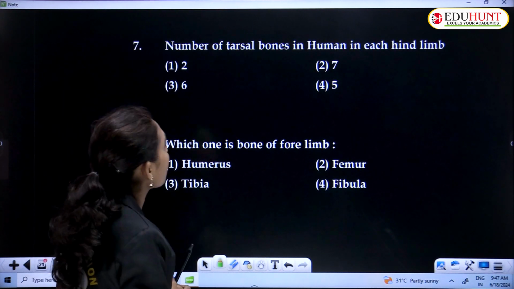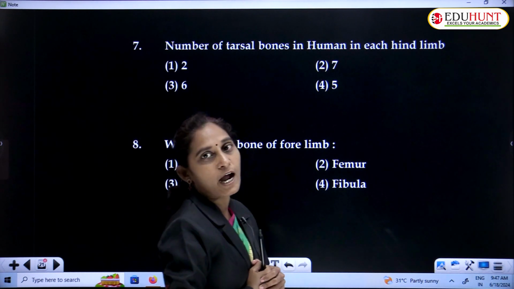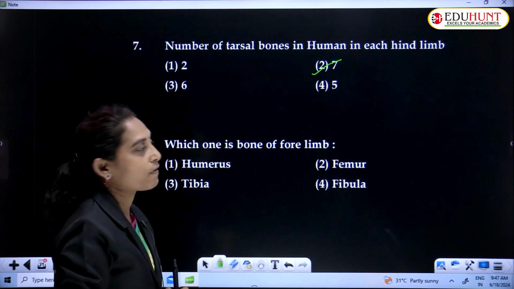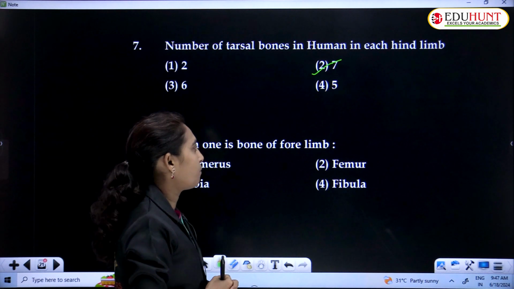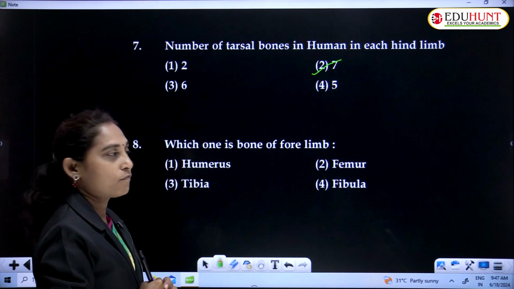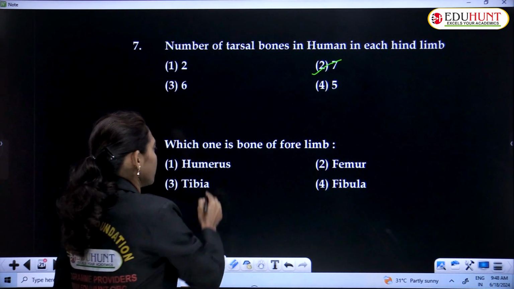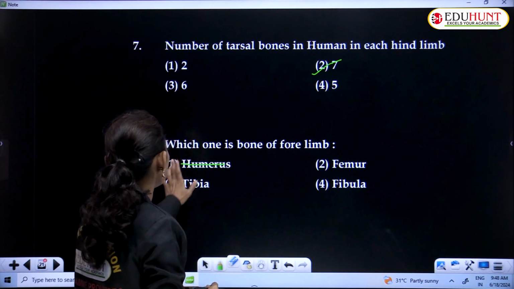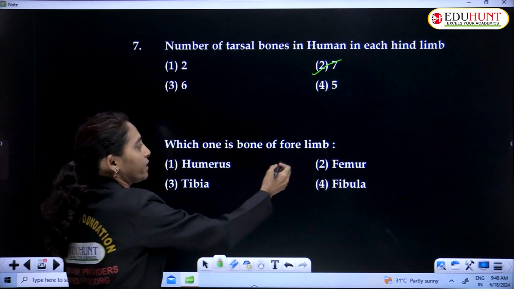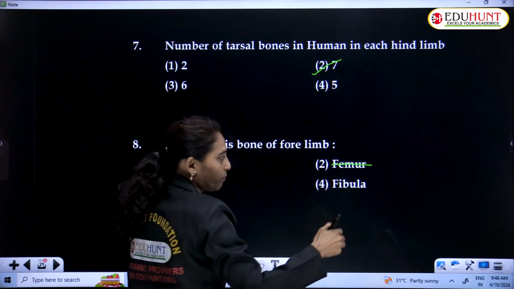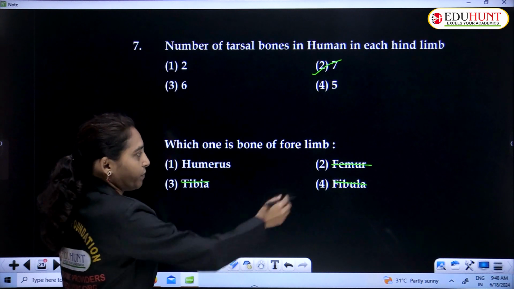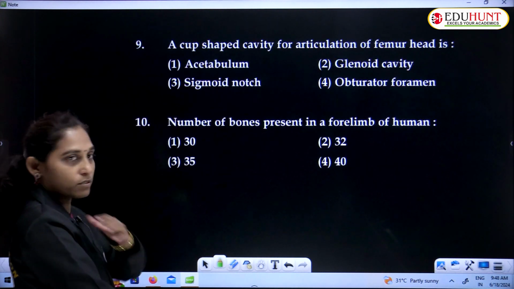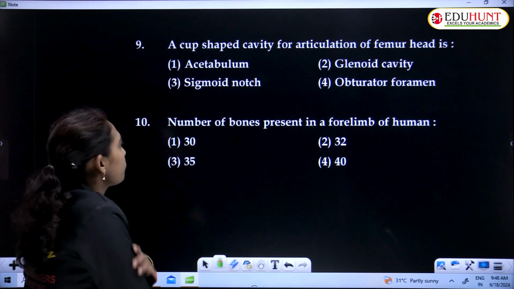Number of tarsal bones in each hind limb of a human: there are 7 tarsals, and metatarsals are 5. Which one is the bone of the forelimb? Femur is the thigh bone in the hind limb; tibia and fibula, femur are all hind limb bones. So the answer is humerus, which is the first bone of the forelimb.